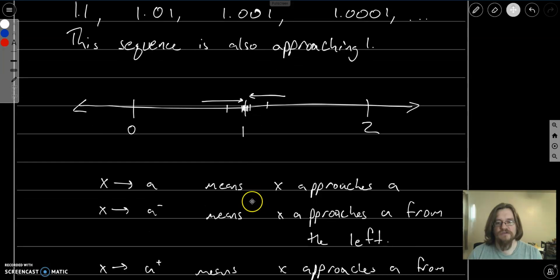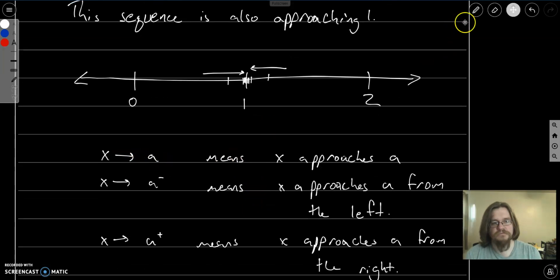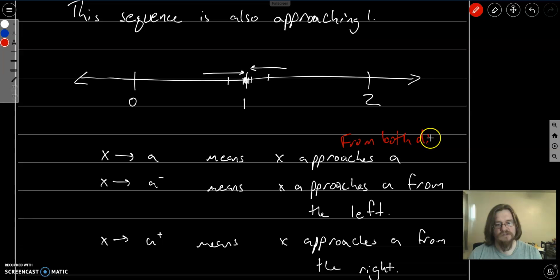And we have a little bit of terminology for this. So we'll use this arrow here to mean approaches. So if I write x arrow A, this means that x is approaching A. But I haven't clarified if we're approaching from the left or from the right. Technically, this means from both directions at once. So let me write this in red. So this is from both directions.